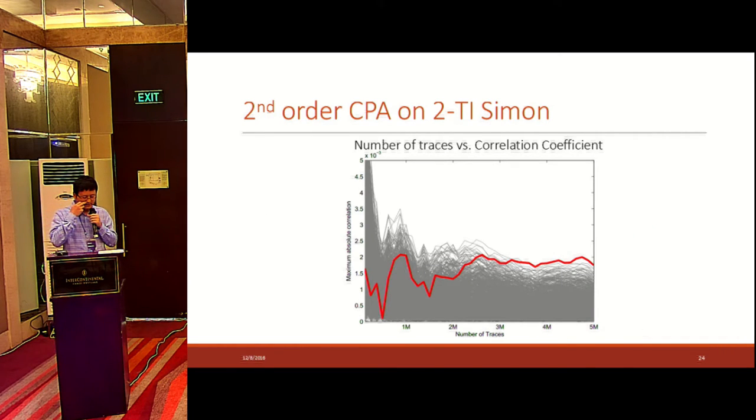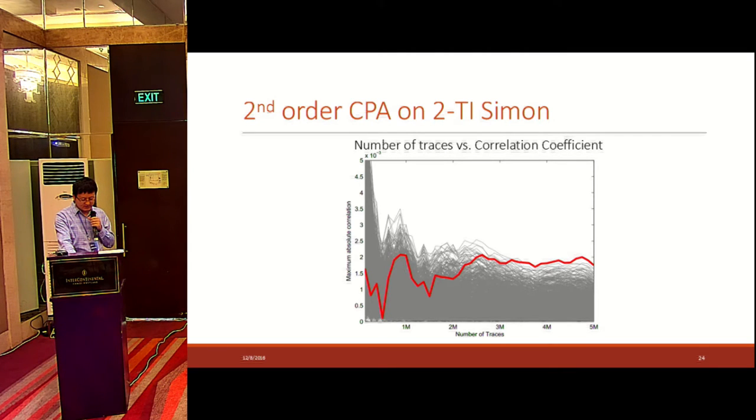Okay, so in the previous analysis, I just used the t-test. Now we want to exploit this leakage using practical CPA. The first target is the 2TI Salmon, and we perform second-order CPA and use about 2 million traces.